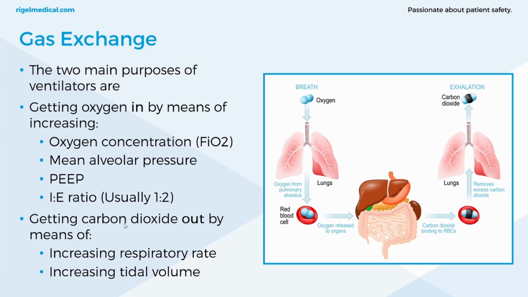Now we've also got getting carbon dioxide out, and this is by means of increasing the respiratory rate, or you might know it as the breath rate, and also increasing tidal volume. So this is the total volume inspired during each breath. Here's a diagram showing how oxygen is bound to the red blood cells from the lungs. It's released into the organs. Carbon dioxide is bound back to the red blood cells and removed. Basic biology, but it explains what ventilation is trying to improve. It's trying to get oxygen in, carbon dioxide out.